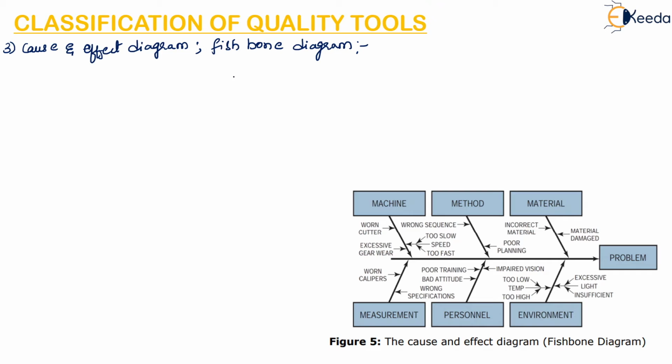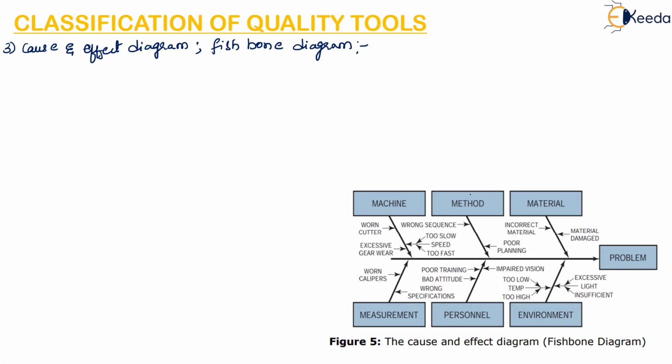This diagram is also called the Ishikawa diagram, by the name of its founder, Dr. Kaoru Ishikawa, who founded it in the year 1943. It is called the fishbone diagram because of its shape. It looks like the skeleton of a fish, and it identifies quality problems based on their degree of importance.